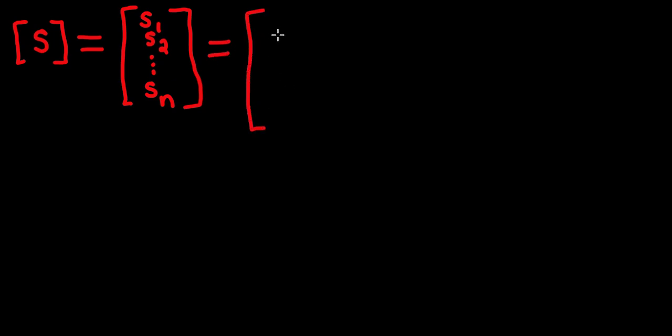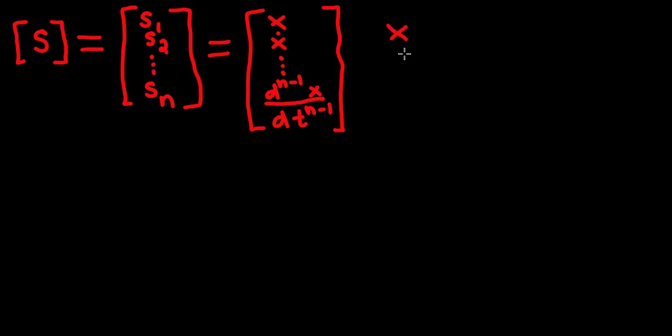So let's say I'm solving for some x of t. Then S1 is x, S2 is x dot, S3 is x double dot, and so on and so forth, all the way down to the n-1th derivative, which will be Sn. So it's a pretty simple definition. Although people get confused by it sometimes, it's really not complicated, so don't freak out with this notation.